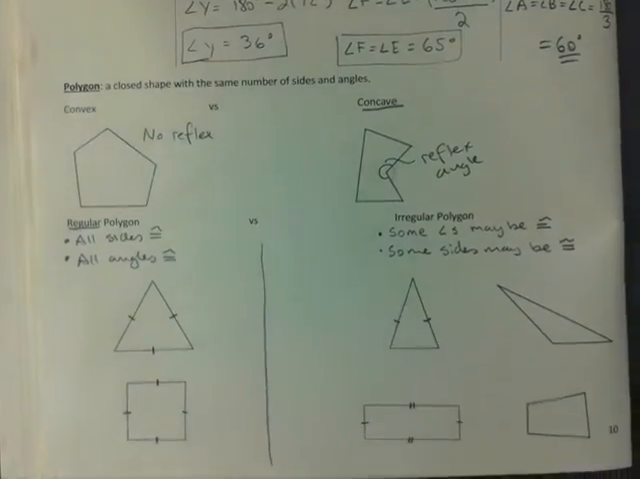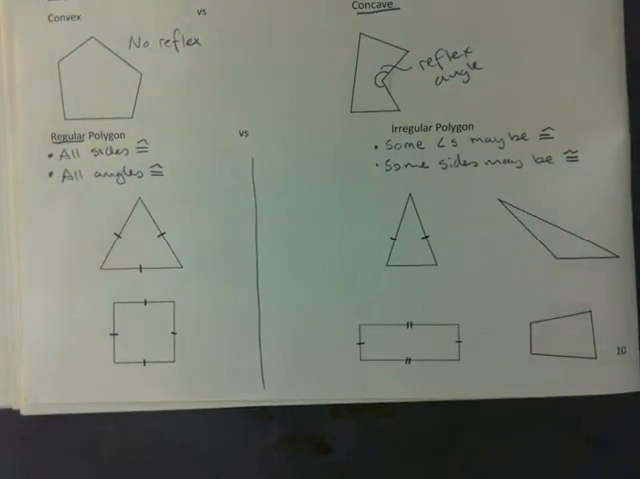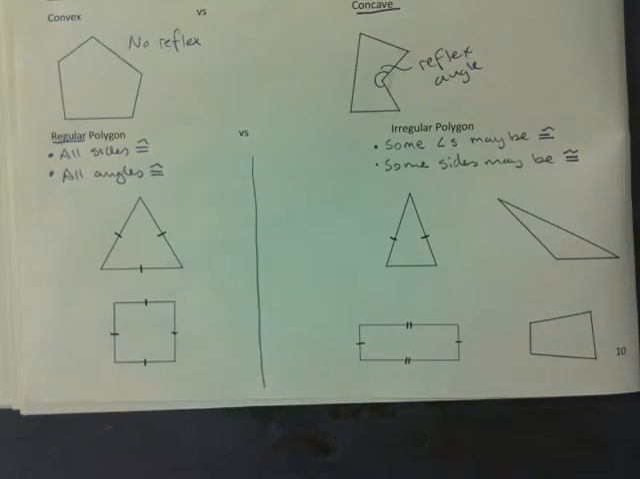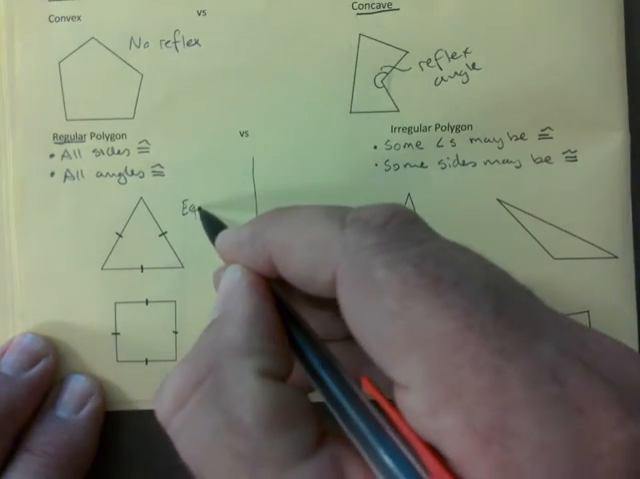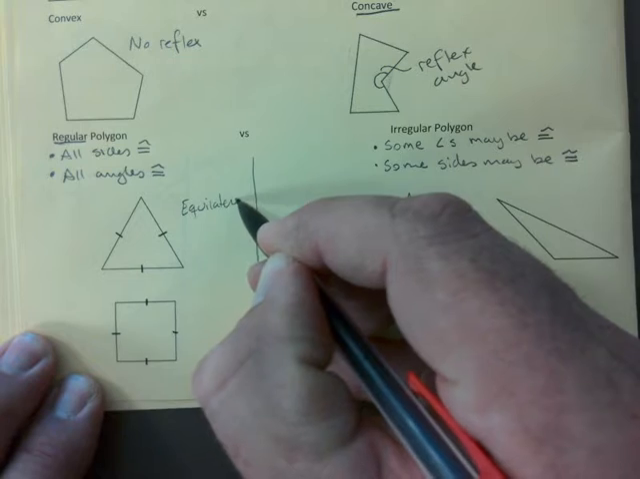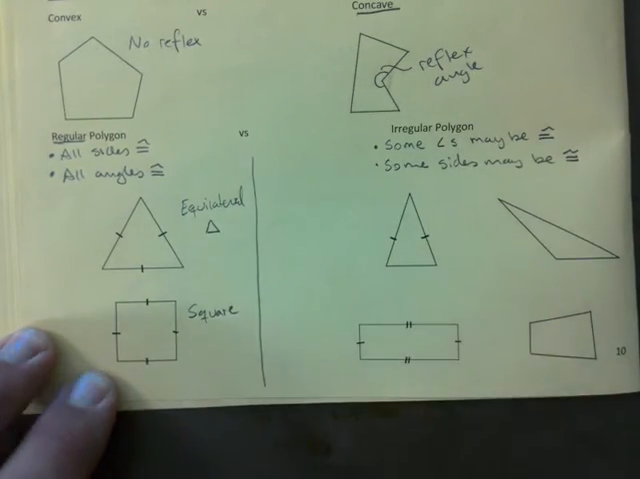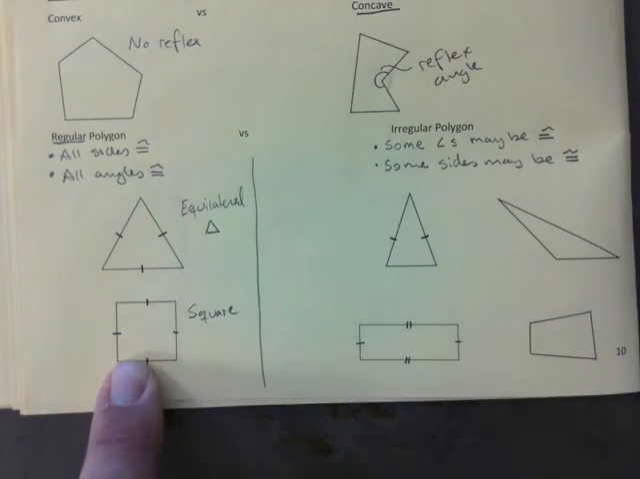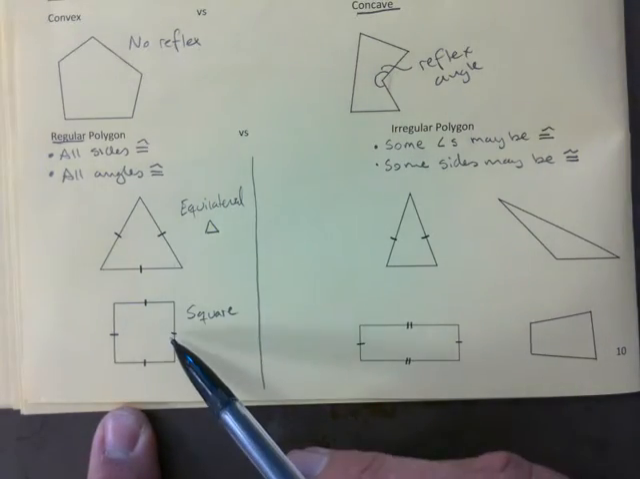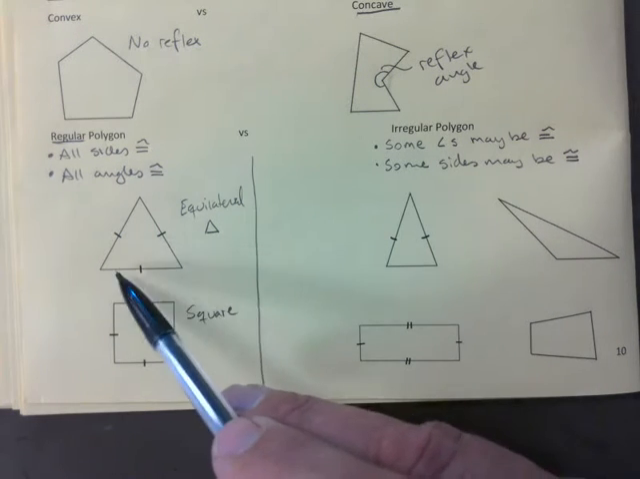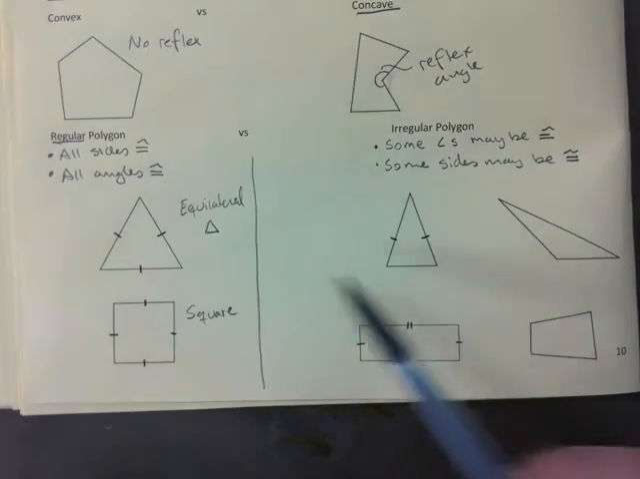So you've got your equilateral triangle and this is your square. So these are definitely regular. The markings tell me that, and a square has 90s all around: 90, 90, 90, 90. And an equilateral triangle has 60, 60, 60, and all sides are the same.